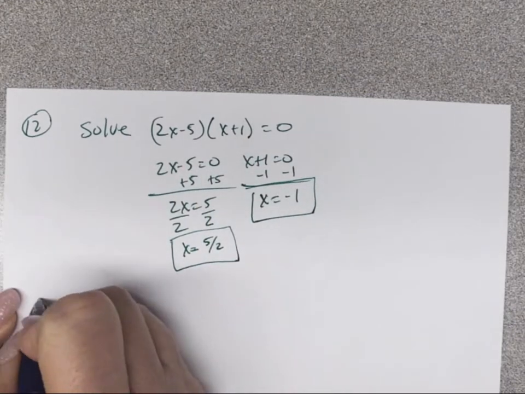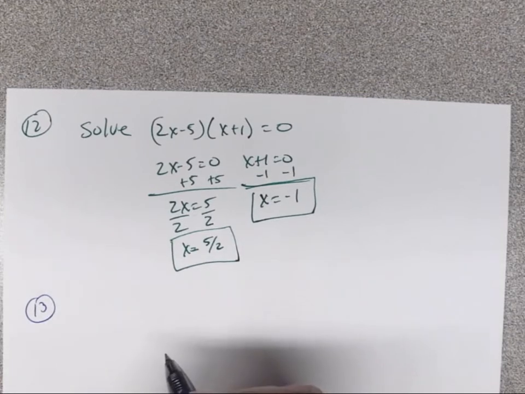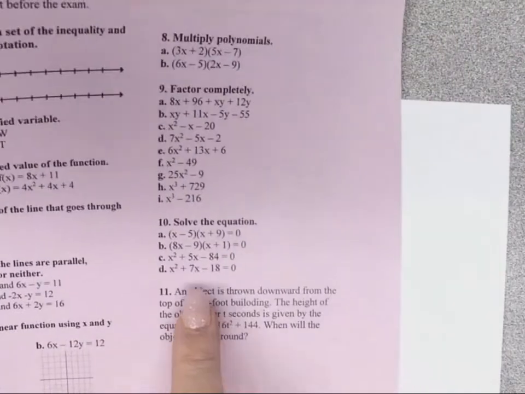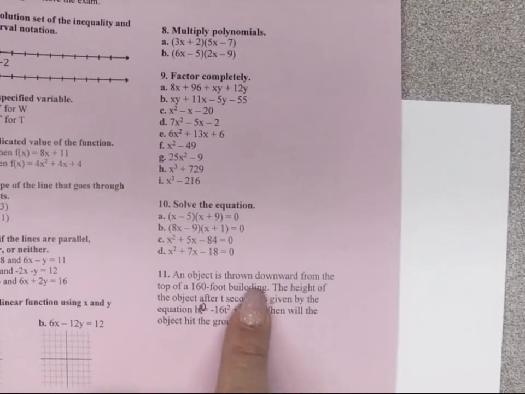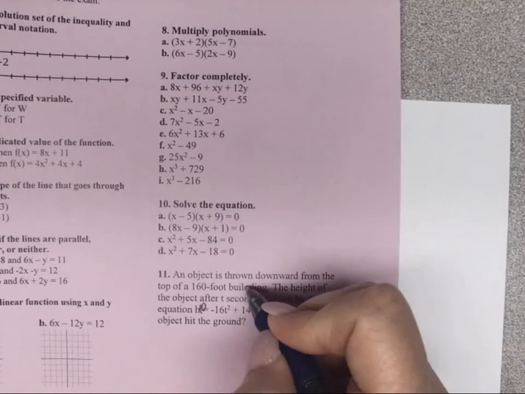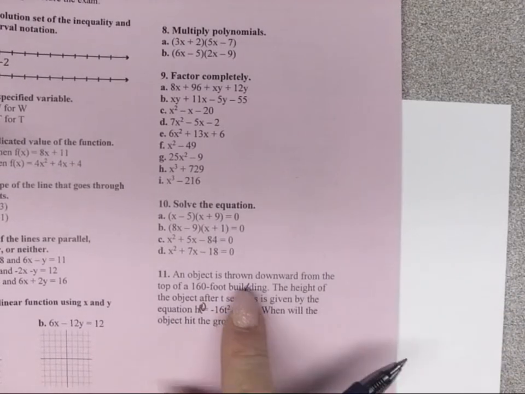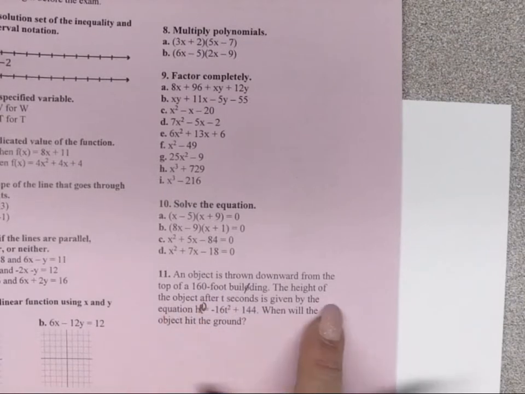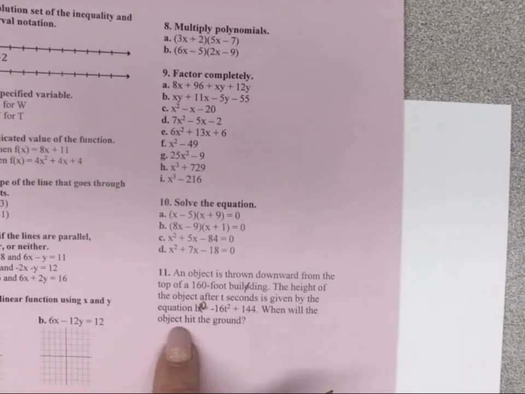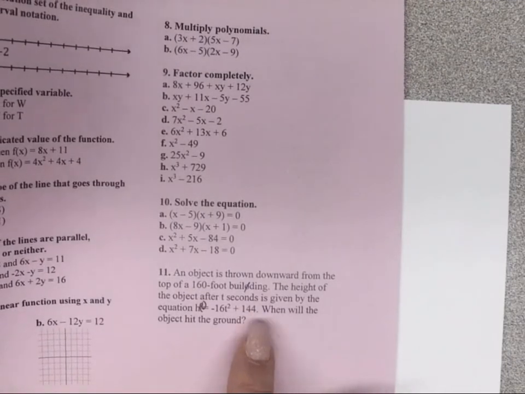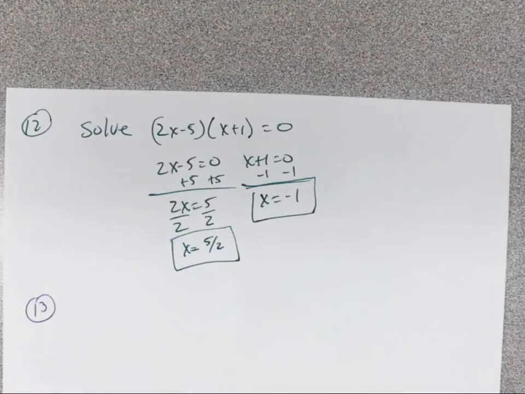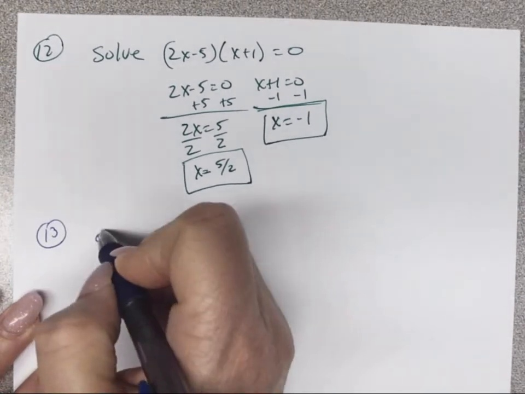All right, number 13. So number 13, I'm not going to write out a whole problem, but it's something like this one. An object is thrown downward from the height of a building. Oh, some typos in there. The height of the object after t seconds is given by an equation. When will the object hit the ground? So this is similar to your number 11 on your review. All right. So we're doing the object thrown.